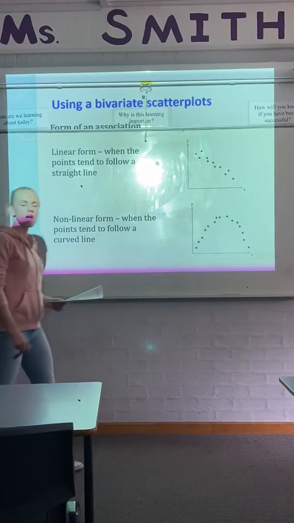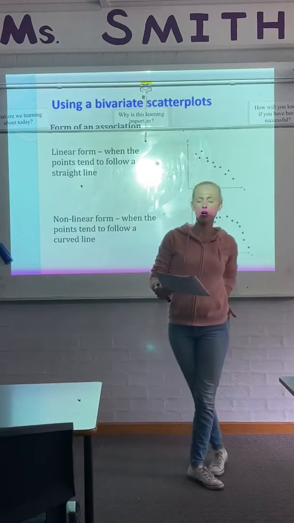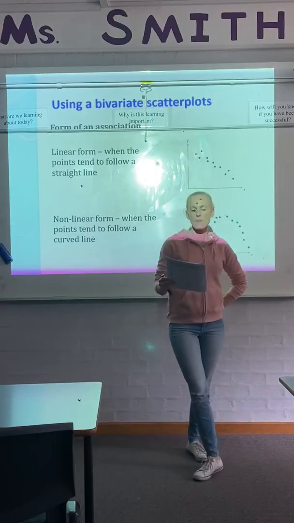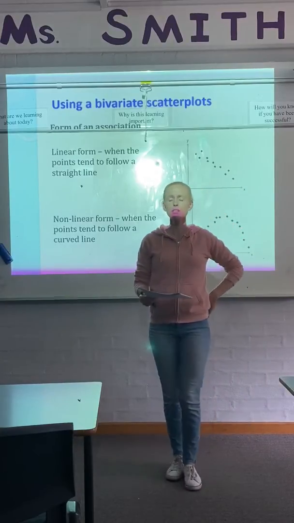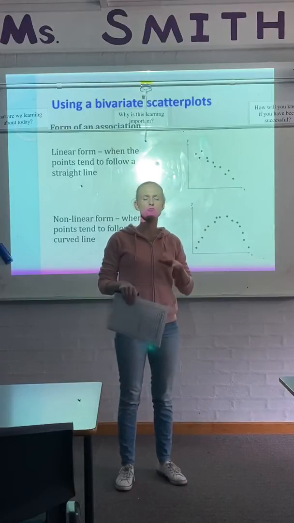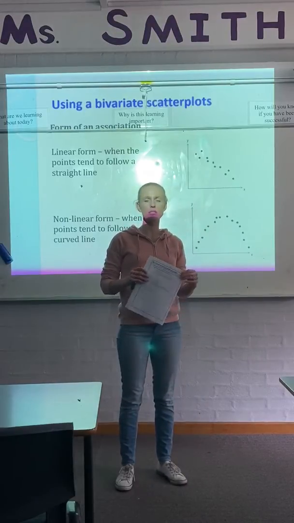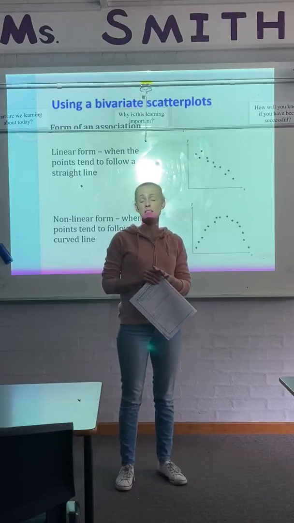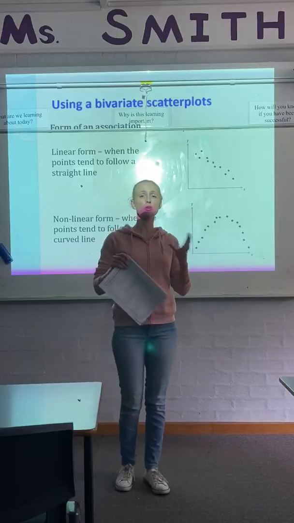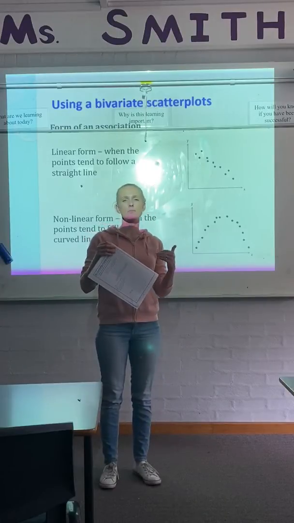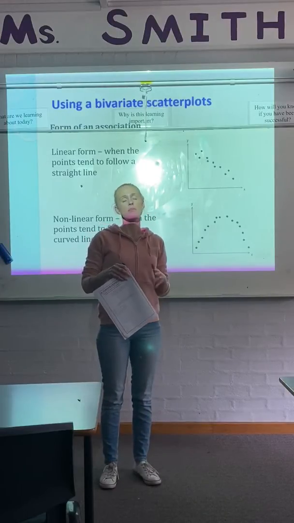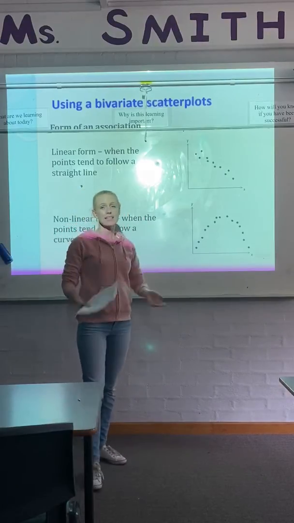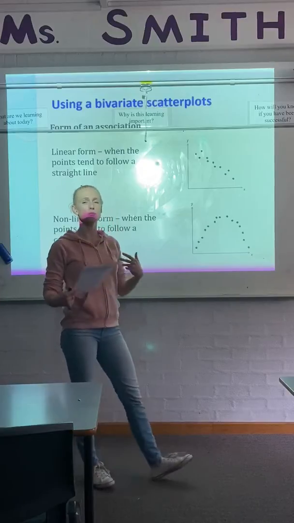Alright, let's go on to exercise 6B, which is using a bivariate scatterplot. Exercise 6A was all about drawing a bivariate scatterplot using the ordered pairs that they had given you. Exercise 6B has us look at the scatterplot and describe the relationship that's formed with the graph between the two variables.